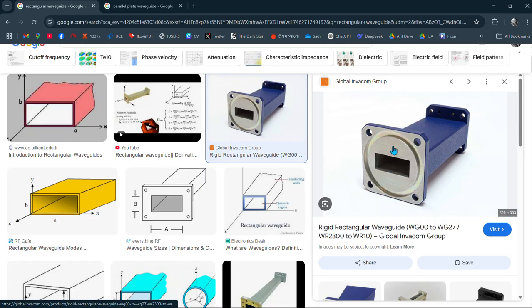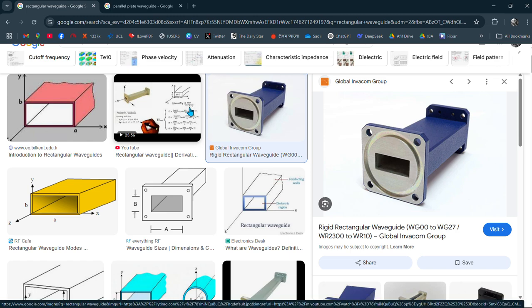Then the parallel plate waveguide supports the TEM, TE, and TM modes. That means the transverse electromagnetic mode, the transverse electric mode, and the transverse magnetic mode. But the rectangular waveguide only supports the transverse electric and transverse magnetic modes. It does not support the TEM, the transverse electromagnetic wave.